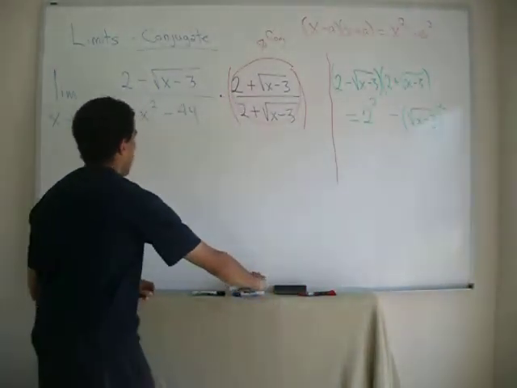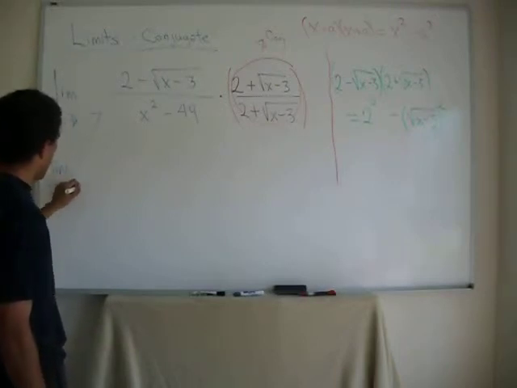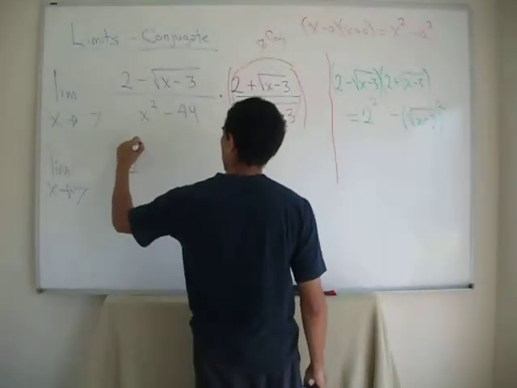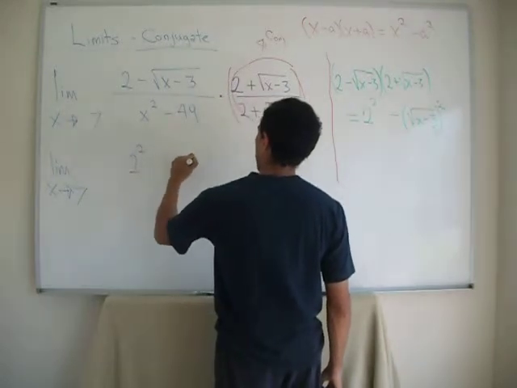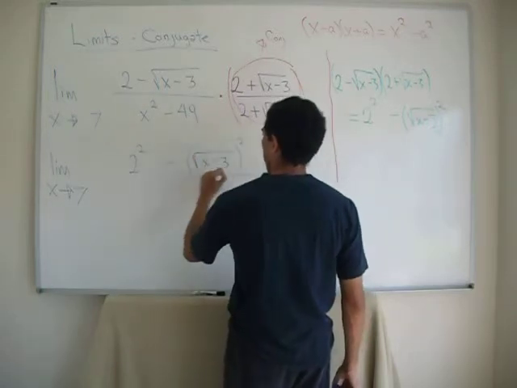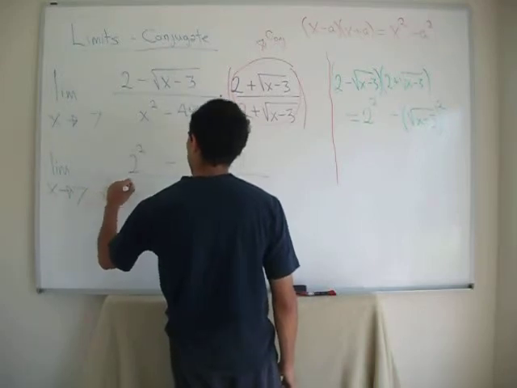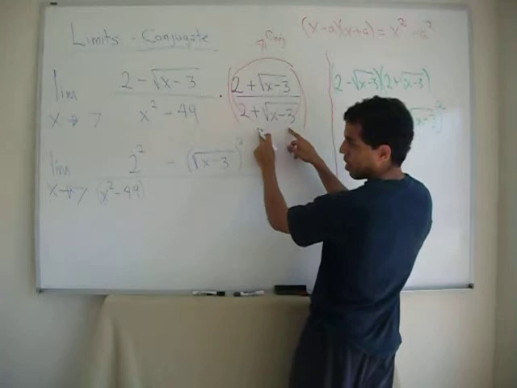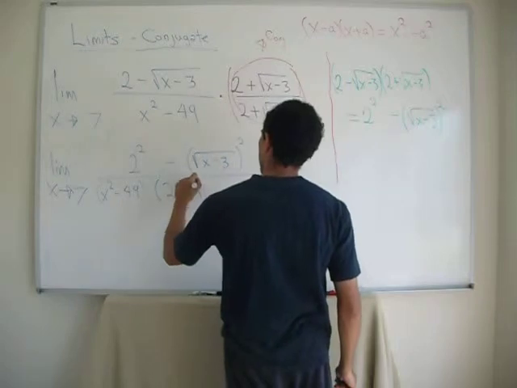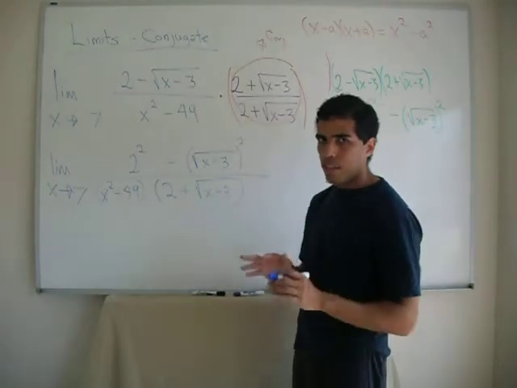So let's rewrite the function. Limit of x tends to 7, and on the upper part I'm going to have 2 squared minus square root of x minus 3 squared. And at the bottom, I'm going to have x squared minus 49 times this, because I have to multiply the bottom 2 plus square root of x minus 3. Is that helping at all? Well, not yet, but just give us a second, okay?